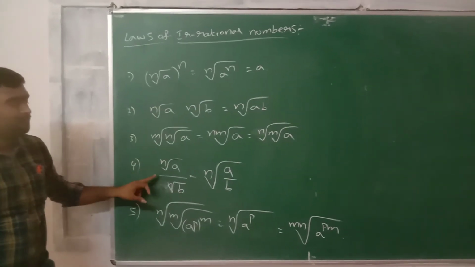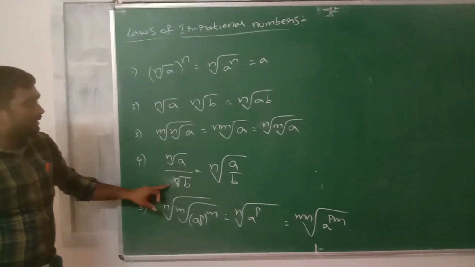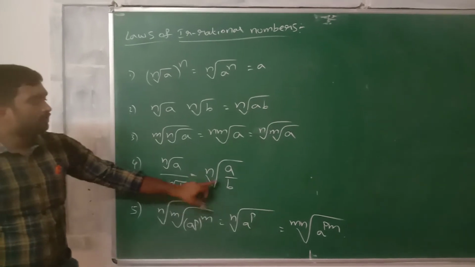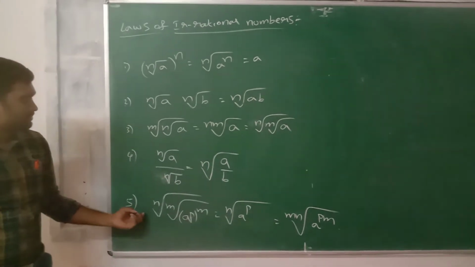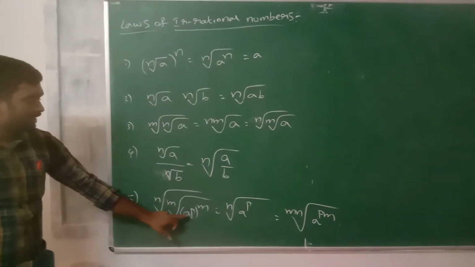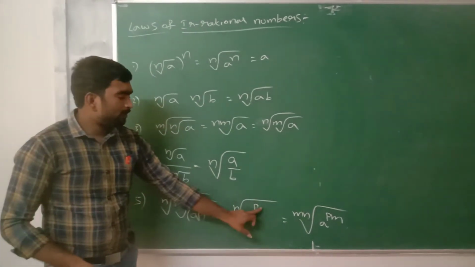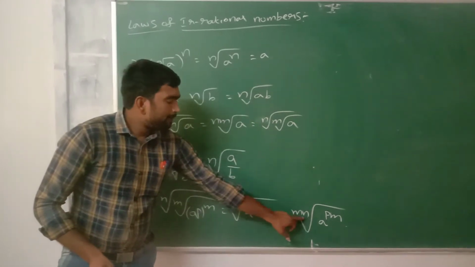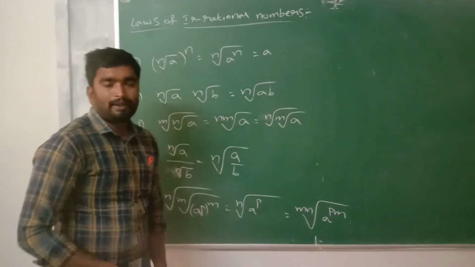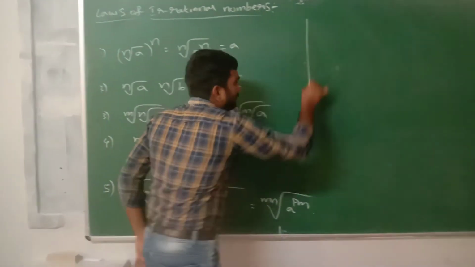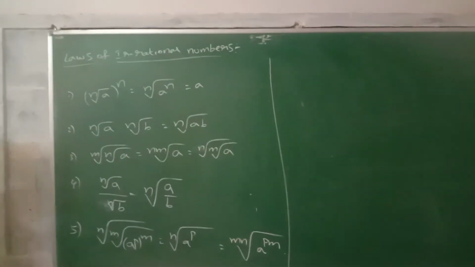The fourth one is the division rule: the nth root of a by the nth root of b is equal to the nth root of a by b. The last rule: the nth root of a power p, whole power m, is equal to the nth root of a power p, that is equal to the mnth root of a power p power m. Now, explaining the problems will make them easy to understand.